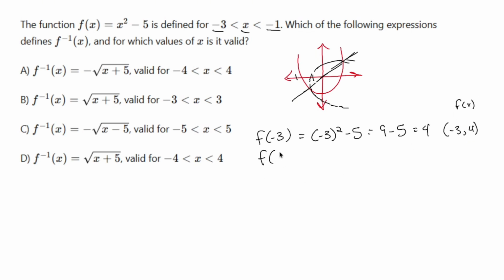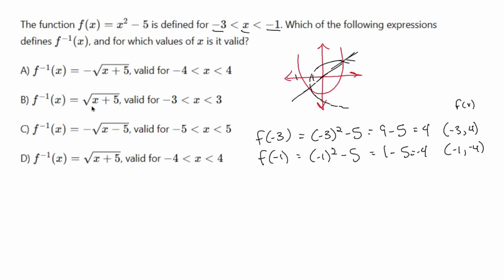Now, f of negative 1 is going to be negative 1 squared minus 5, which is 1 minus 5, which is negative 4. So that gives us the point negative 1, negative 4 on f of x. Now, that is going to help me answer this part of the problem. I still need to answer this part of the problem.